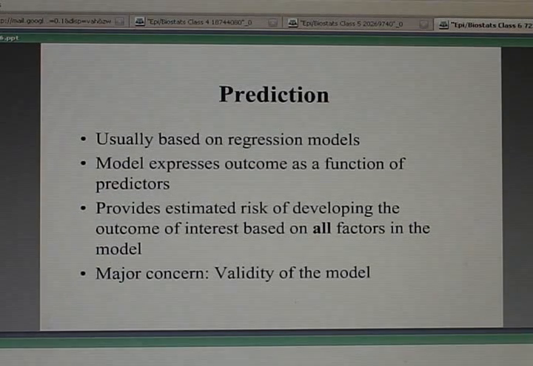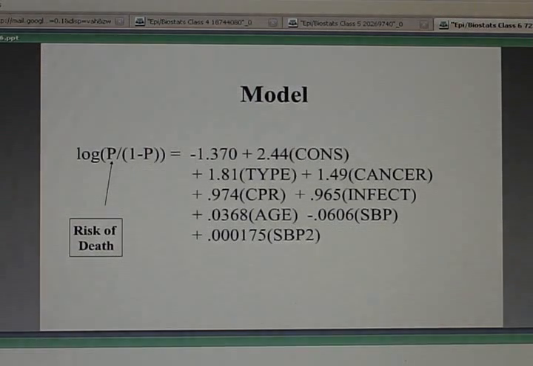But if they do, that means we can go back to that model. And I know I'm not going to focus anymore on the coefficient of cancer or the coefficient of CPR or the coefficient of age. I'm going to look at all the coefficients, because I want to know how all those coefficients influence P, the risk of a person dying in my hospital.